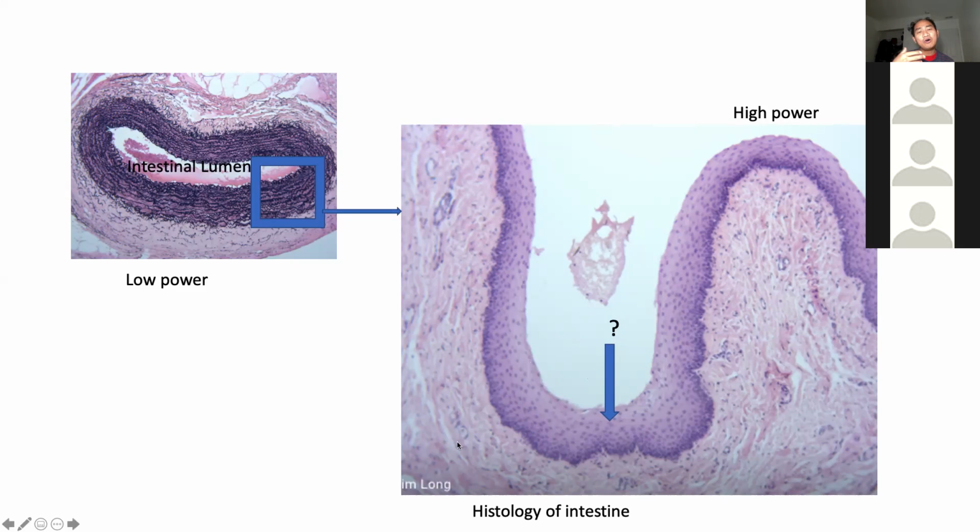That is what we call polarity. Polarity means one side is sitting on another tissue and the opposite side is facing the empty space. That is what we call polarity. So once you see that, you are good to say, hey, this is the epithelial tissue.